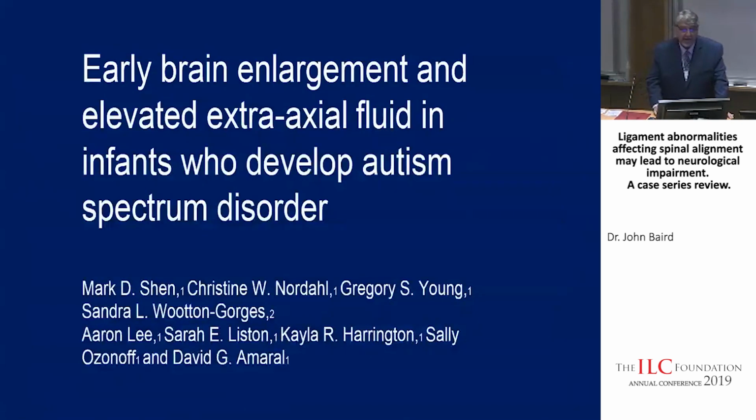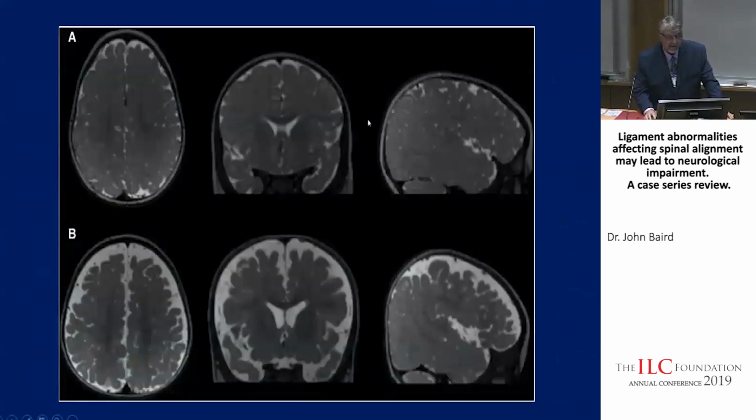Early brain enlargement and elevated extra-axial fluid in infants who developed autism spectrum disorder. The images across the top are what we consider to be relatively normal-looking MRI, a decent amount of CSF. But when we look at the one below, there's a lot of CSF. This would be considered hydrocephalus. And so there appear to be some observations that there's an association between these spectrum disorders and hydrocephalus, again pointing back to the notion that if the CSF can't get out, it's going to build up and flood the area.